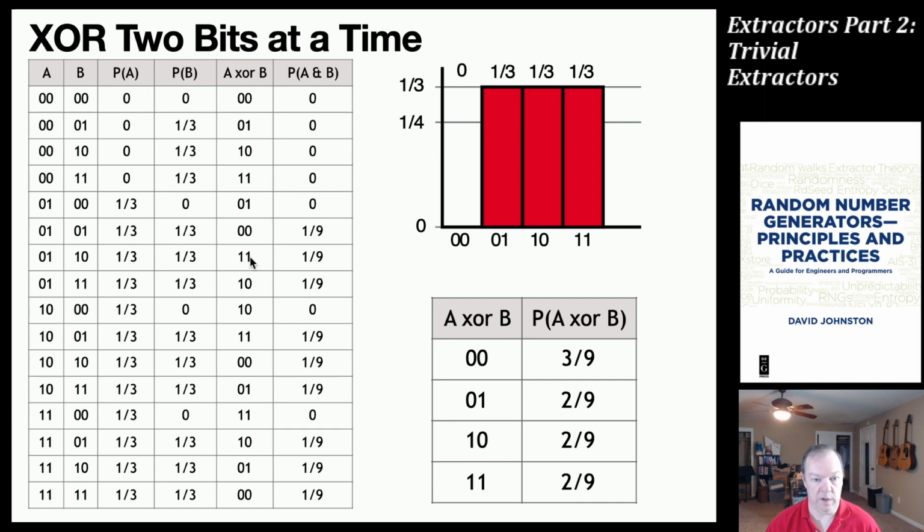Looking at 1, 1, we have a 1, 1 here with a 9th. We have a 1, 1 here with a 9th. But the 1, 1 here is the 0, and the 1, 1 here is the 0. So there's only 2/9 here. So now we've got a distribution with a third here, and then 2/9, 2/9, 2/9. So the distance between the two possible values is now closer to each other than they were before. There was a full third difference, but now it's changed. They're closer.